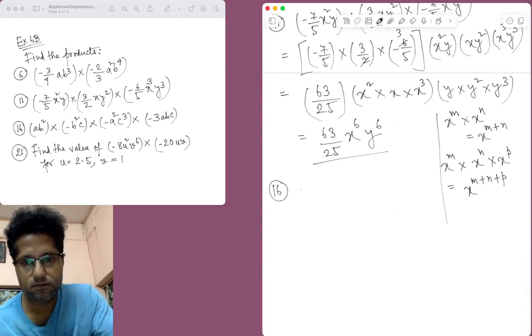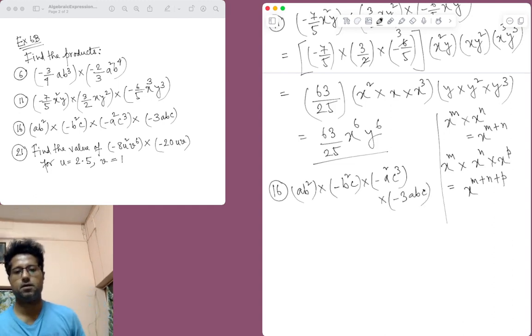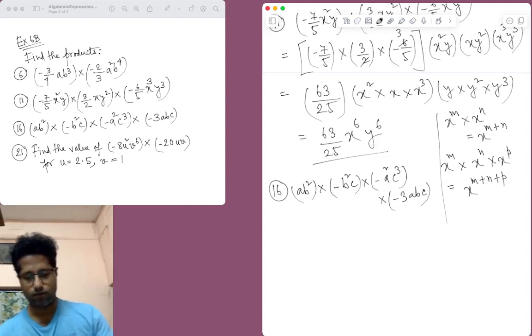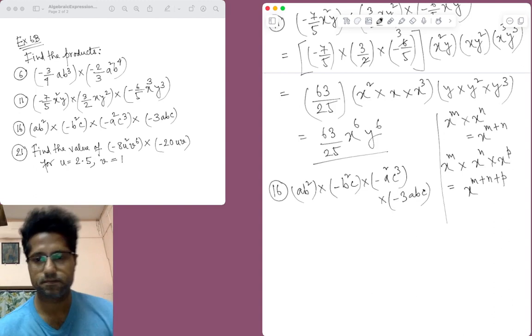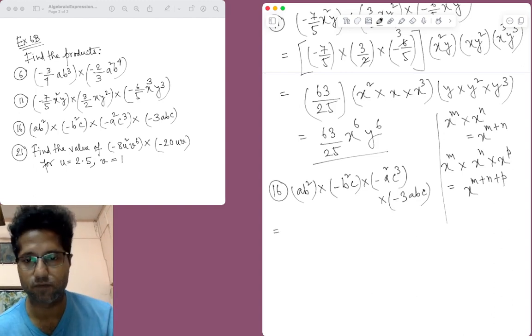16 is ab square multiplied by minus b square c multiplied by minus a square c cube and multiplied by minus 3abc. So we have here 4 terms. No problem. We will first find the product of all the coefficients of all the terms. So first we need to find the product of the coefficients of all the terms.